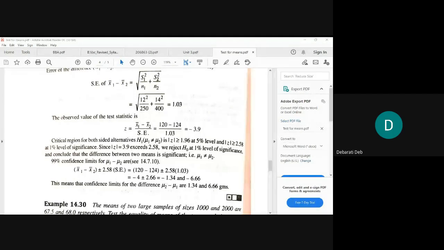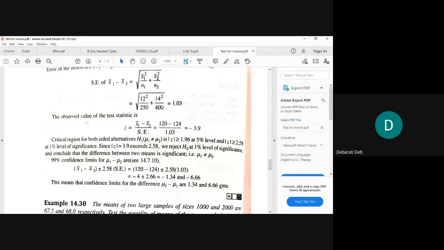Okay, thank you, Rina. It is 1.032. You can round it to 1.03 also, no problem. Okay, so now we know the value of standard error of X1 bar minus X2 bar. Let us calculate the value of the test statistic.